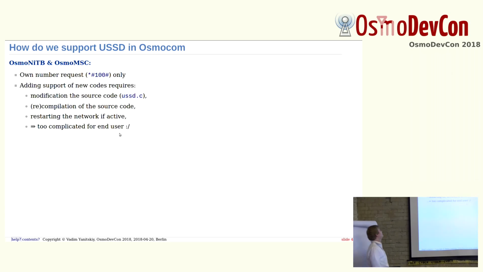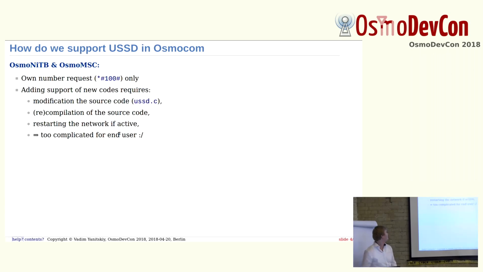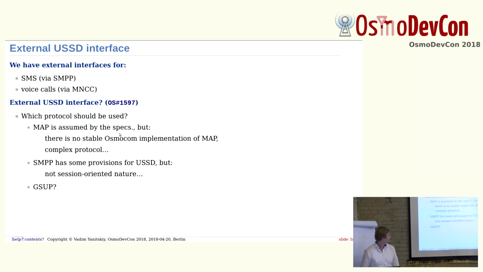And for many years we have had this common code in order to request your own number in the network. If a user of this project would like to implement some new codes here, he has to modify the source code and recompile it, and if the network is already working, he would have to restart the network. It's too complicated and not a good way. And there is a solution for that.